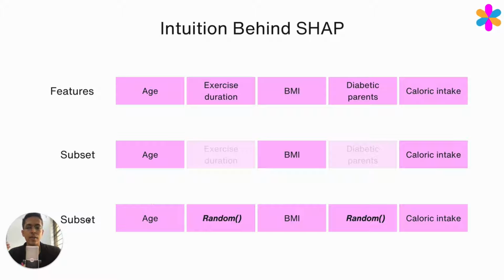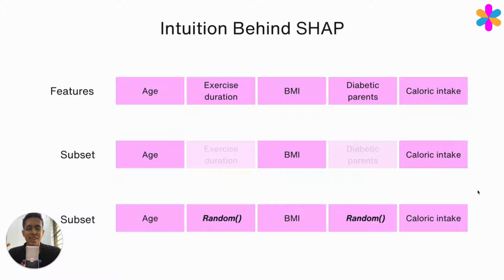So how do we do that? If exercise duration and diabetic parents are the parameters which we don't want to consider, we'll assign random values. And if this process is iterated a large number of times, basically these random values will not contribute in any way towards the model. So the only 3 parameters which will contribute towards the model will be age, BMI, and caloric intake. The effect of exercise duration and diabetic parents will not be there because the values are assigned randomly. So this is how we create a subset where only 3 features are relevant: age, BMI, and caloric intake. The other 2, exercise duration and diabetic parents, are not relevant.